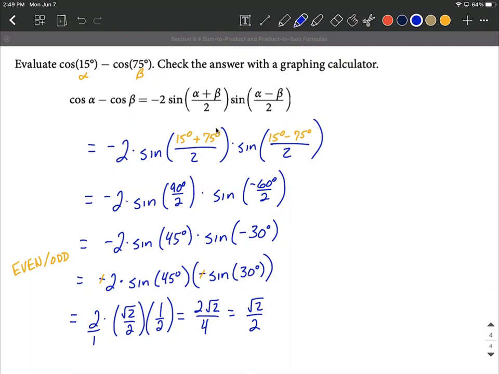So I hope this helps as you're working on sum to product or difference to product formulas. Identify alpha and beta. That's huge as you get going. And whenever you're trying to get rid of a negative from inside a trig function, I always like using these even odd identities to help out.